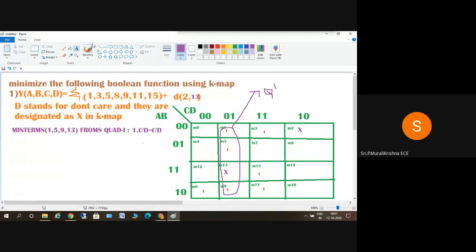Okay, and what is the second one I can take here? I can form another quad here.